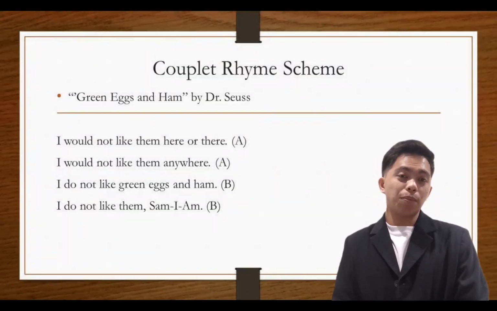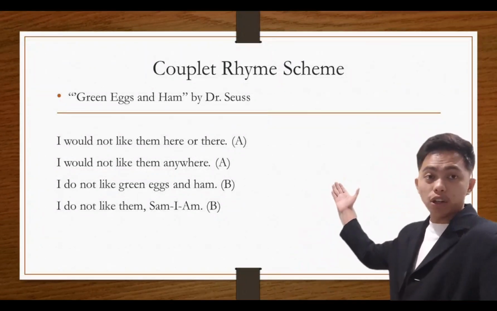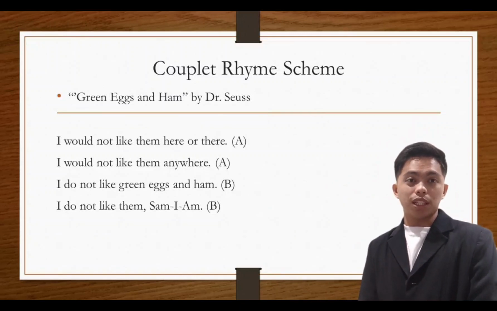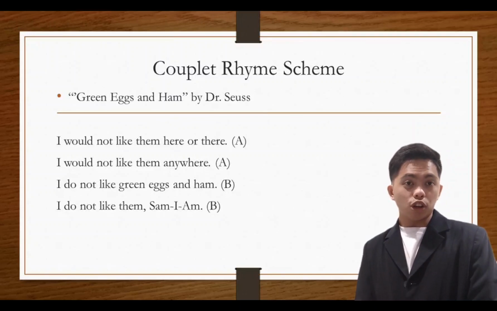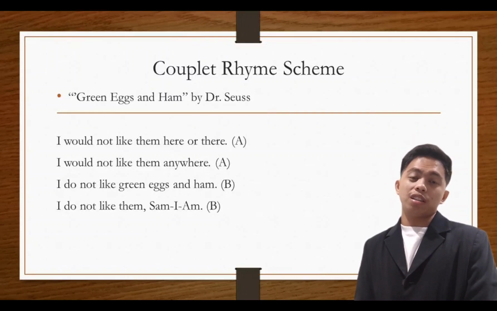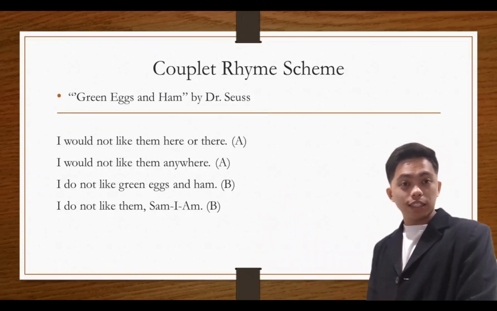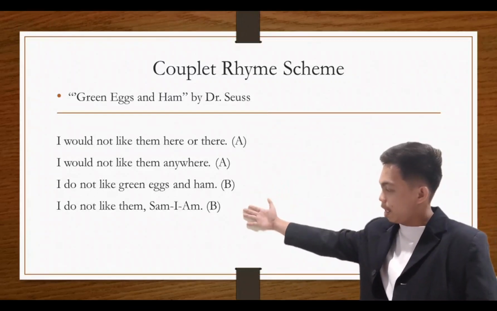Okay, so the next example is a poetry entitled Green Eggs and Ham by Dr. Seuss. So this type of poetry uses a couplet rhyming scheme. Okay, so take note, guys, if we're going to talk about couplet rhyming scheme, it is not limited to only a pattern of AA, right? So, as you can see, this poetry uses a pattern of AA and BB.